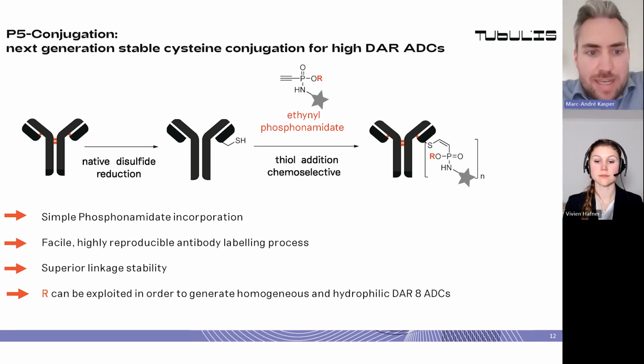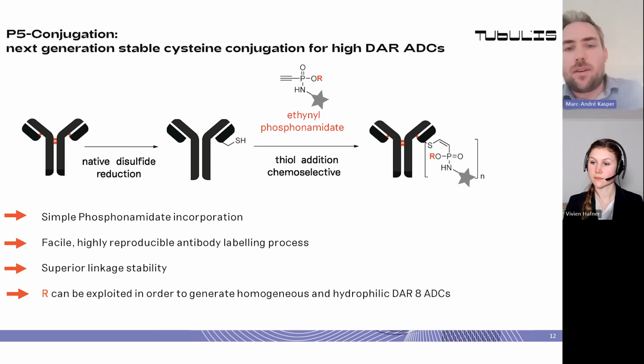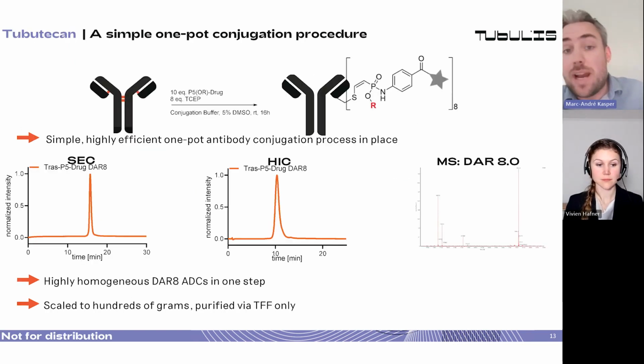We do not need much excess. Most importantly, we have a very high linkage stability. I will also have some data on that. And for the chemists in the audience, we have another substituent over here at the phosphorus, which we can use to incorporate hydrophilicity and thereby also conjugate very hydrophobic drugs.